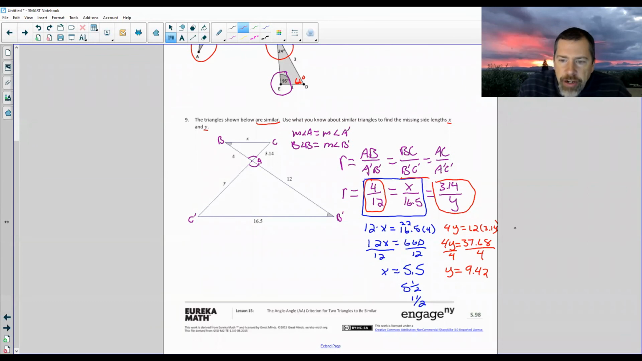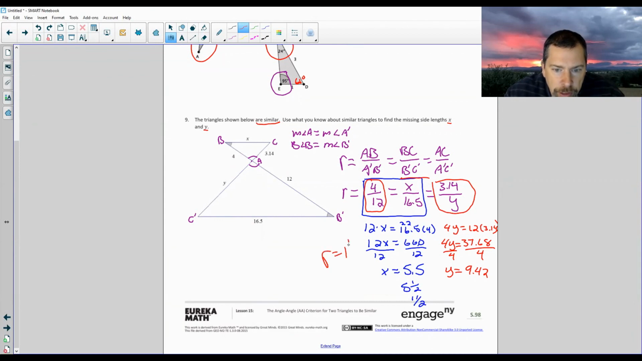Okay, so now we need to check our answers just to be sure. In order to check that, I would take 3.14 divided by 9.42, enter, and I got 0.33333333. 4 divided by 12, 0.33333333. 5.5 divided by 16.5, 0.333333. So our R is 1/3.